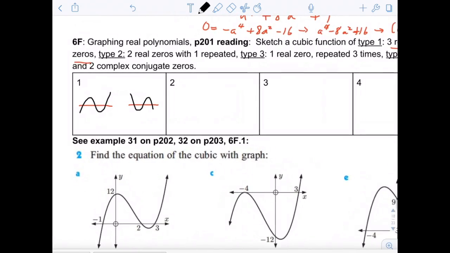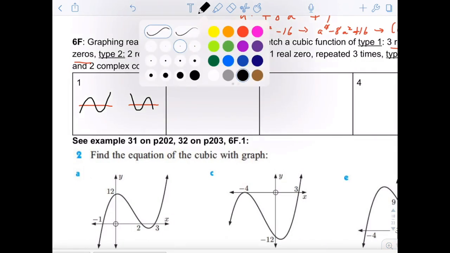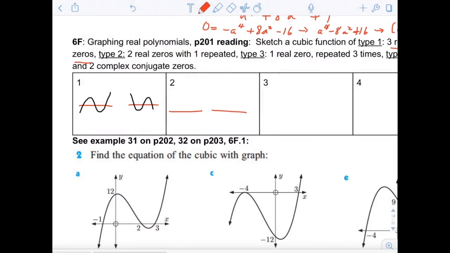Type 2 is 2 real zeros with 1 repeated. Let me draw x-axes here. It could be like this. Here it touches there and it touches there. The repeated root looks like that, where it touches and goes back. And the single root is the one where it crosses. So there's that, and maybe like this kind too. Something like that. There are some mirror images of those too.